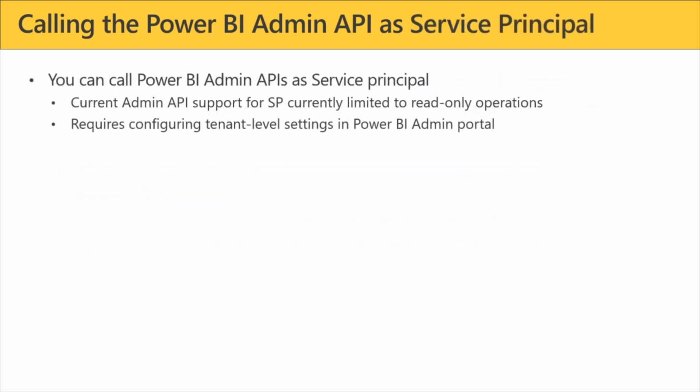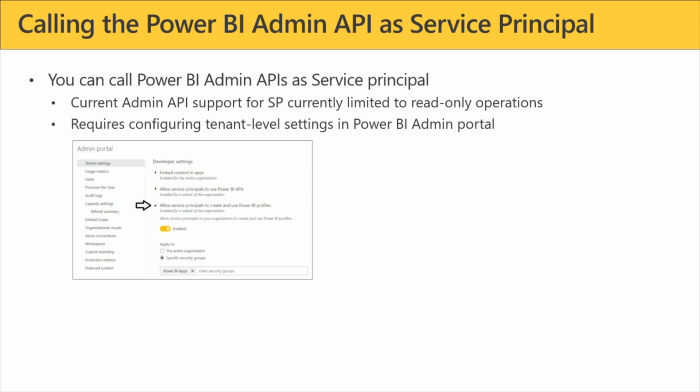Okay, now how about I want to call the Power BI admin API as a service principal. So the current admin API support is limited to read-only operations. So if you want to use the admin API to add a user to a workspace, unfortunately, that's not yet available in Service Principal. We're working toward that, but you have to use a user identity. Now, to configure Service Principals, you're going to create an Azure AD application. It's going to have an application ID. It's going to have, probably, an application secret.